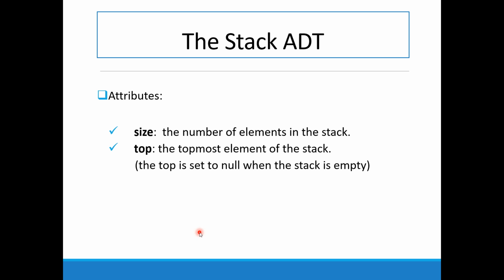Attributes untuk stack ADT ni adalah size, okay, to know the number of elements in the stack, and then the topmost element of the stack. Kita perlu ada dua attribute ni apabila kita menggunakan stack ADT. The top is set to null when the stack is empty. Okay, so whenever the stack is empty, of course lah, we have no element yet, right? So the top, we will set it as null. When the initialization in the constructor, we need to set the top equal to null.